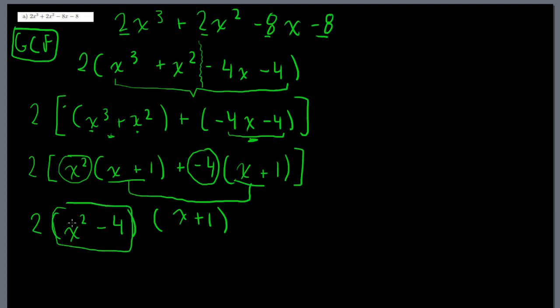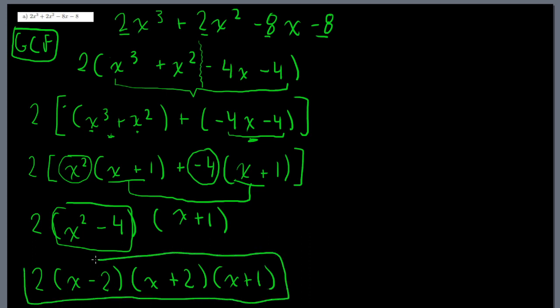This is the difference of two perfect squares. This is x squared, the square root is x, and 4, the square root is 2. So I get to write this as x minus 2, oops, sorry, I'm going to have to redo that one, x minus 2, x plus 2, times x plus 1. And there's your final answer.